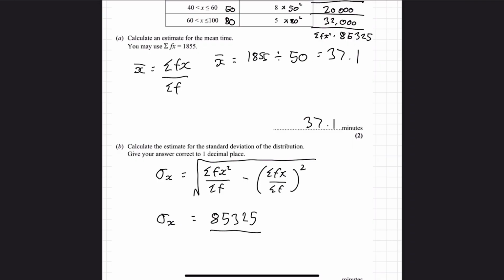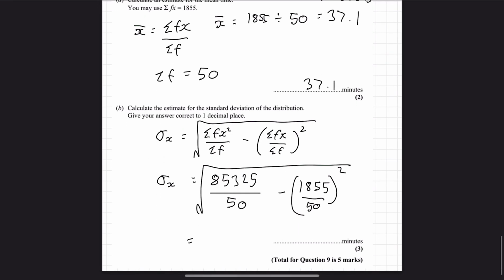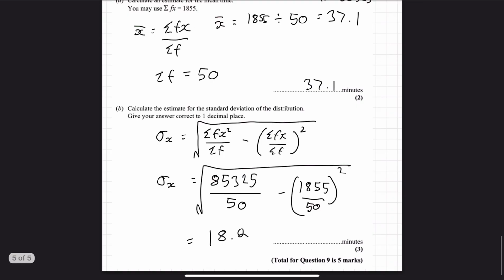So now I'm going to find my standard deviation by doing my sum of fx squared, which was your 85325, divided by your sum of f, and we already know your sum of f from earlier is 50, minus your mean, which is your 1855 over 50 squared, and we want the square root of that. So typing that into your calculator, you get 18.2 minutes to one decimal place.